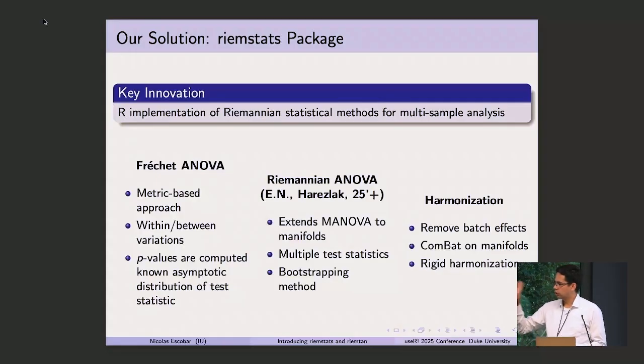And then you can do that. And then my advisor and I were introducing a new way to do ANOVA for this kind of data that can be more powerful than Fréchet ANOVA in certain regimes, but it's also computationally more expensive. In any case, we implemented that. And then for harmonization, there are actually a couple of ways that you can do that. The first one is called COMBAT. This is a very popular framework in genomics, and it can be adapted for this kind of data. And then you also have something called rigid harmonization.